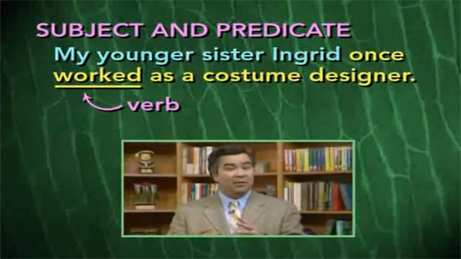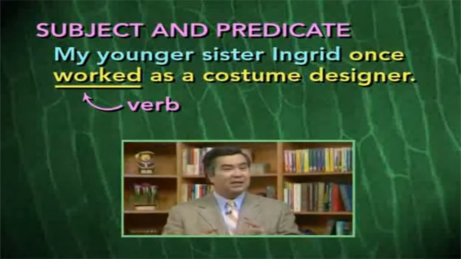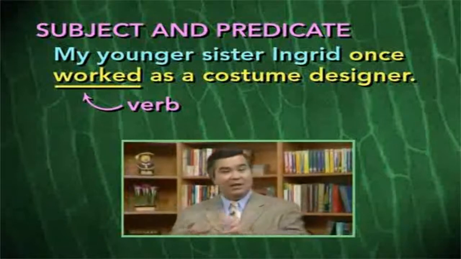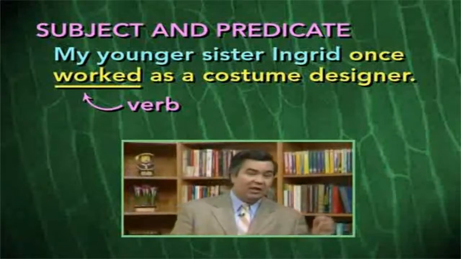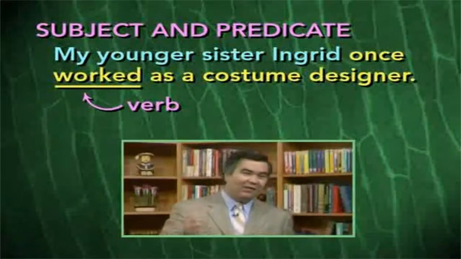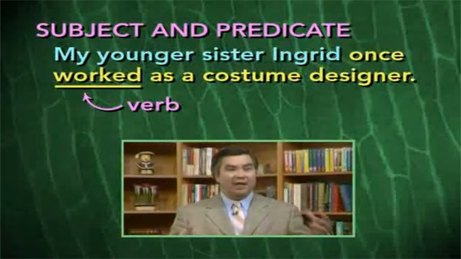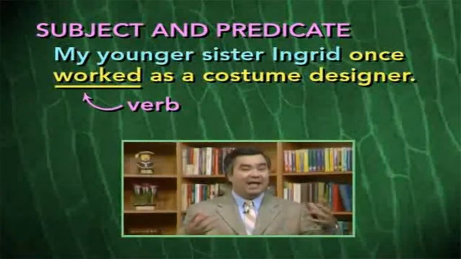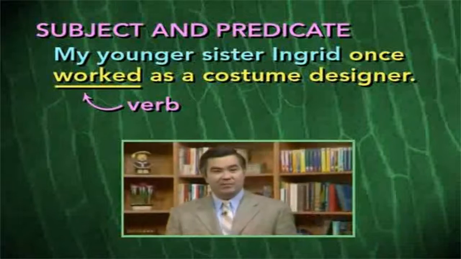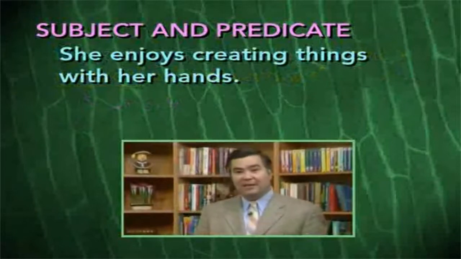It's the verb. So the heart of this sentence is the subject and the predicate, and in particular, the one-word simple subject and the verb. Ingrid worked. And all the other words in the subject and the predicate are there to give us more information about how and when and at what Ingrid worked. Let's take a look at another example.